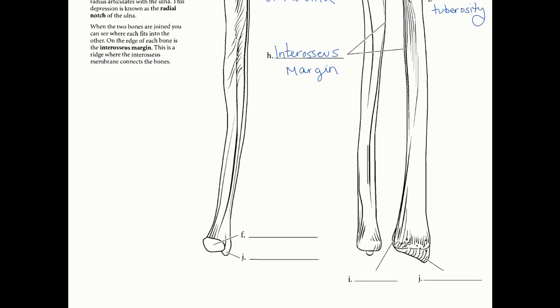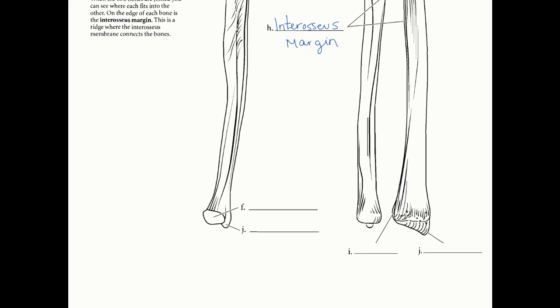And then if we scroll down here, F, we're looking at the head. I know it's kind of odd because it's in the opposite direction of the radial head. J is our styloid process. This time it's the styloid process of the ulna and not of the skull, but they do resemble one another because they are quite pointy. You can see it on this side as well.